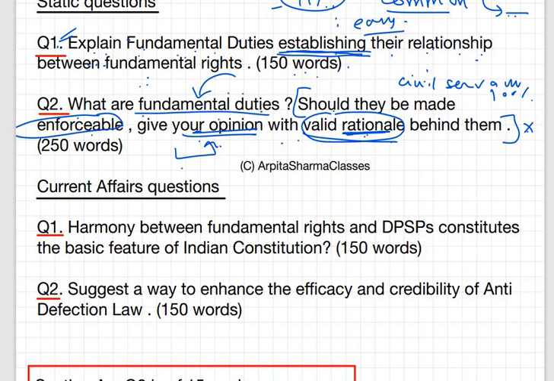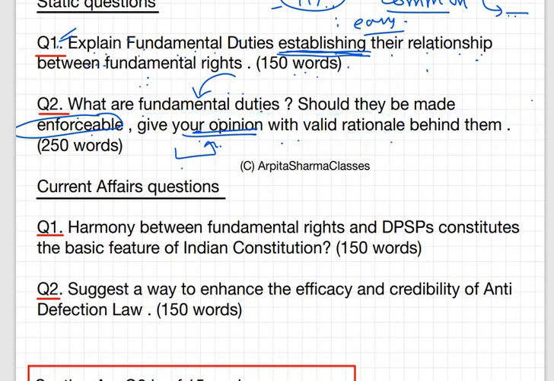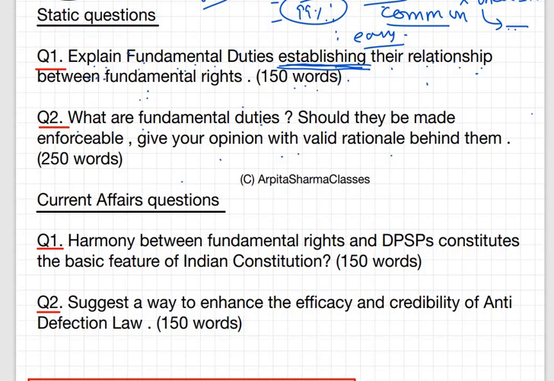So again, the mistake the students committed was that they did not read the question. They did not read the question properly; just on reading the words fundamental duties, they start answering. That should not be done. This happens, right? And it is not your mistake, because you are writing the question for the first time. It happens.